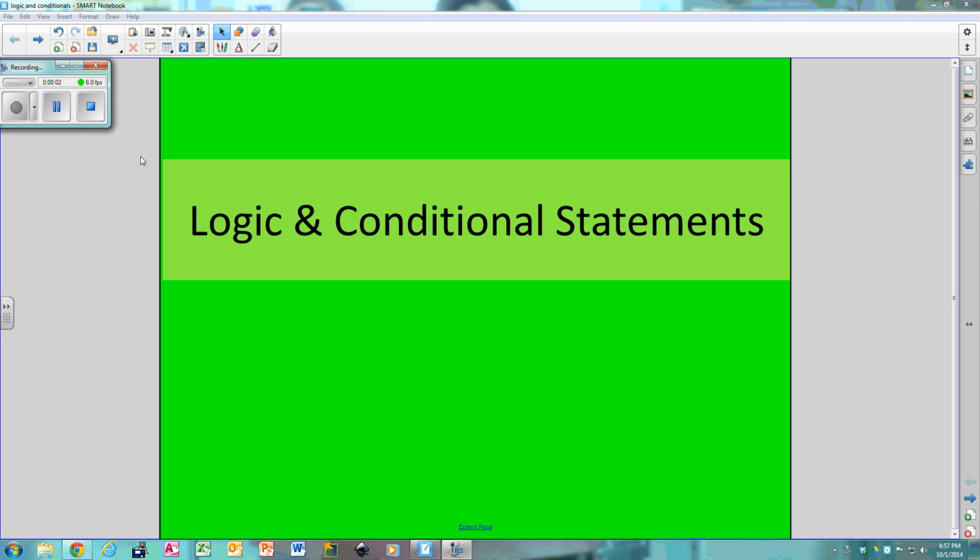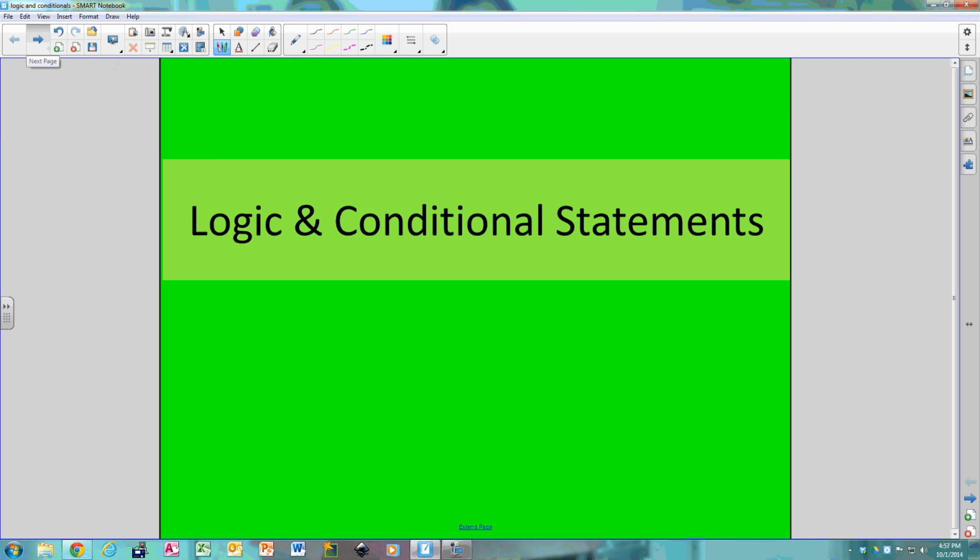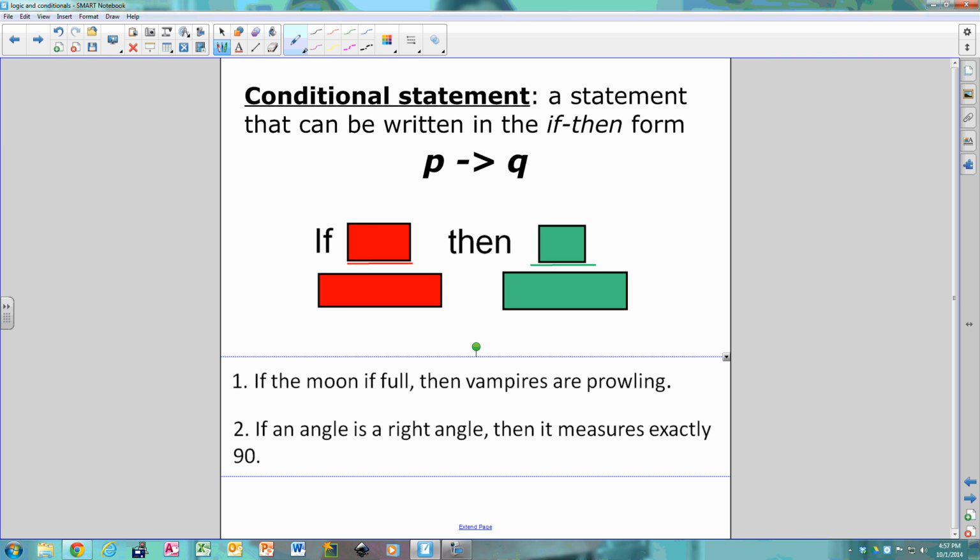So today we are going to start our logic and reasoning chapter, starting with logic and conditional statements. A conditional statement is an if-then. It's a statement that can be written in the form of if-then. In other words, it would be if P, then Q, where the little arrow indicates then.